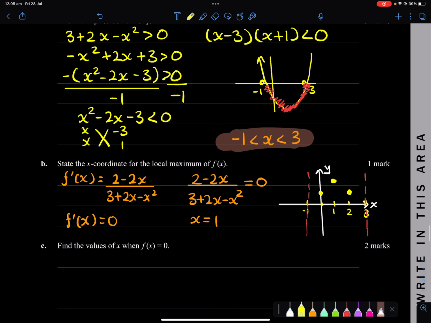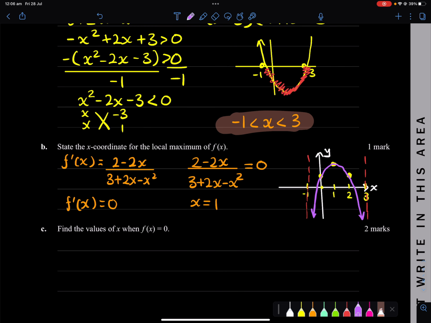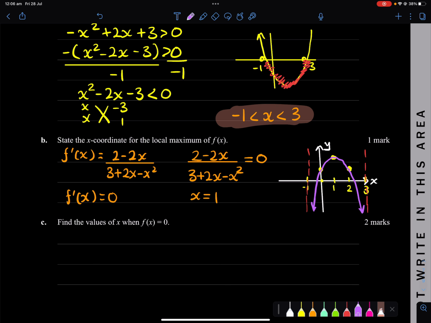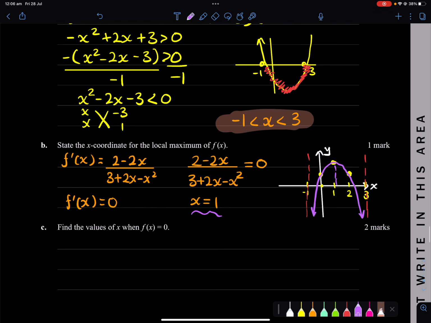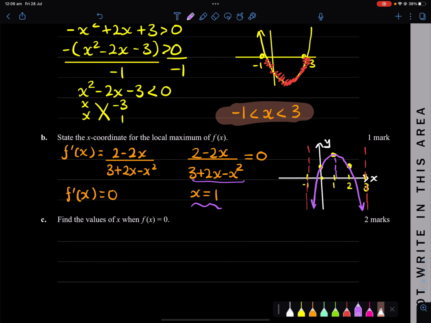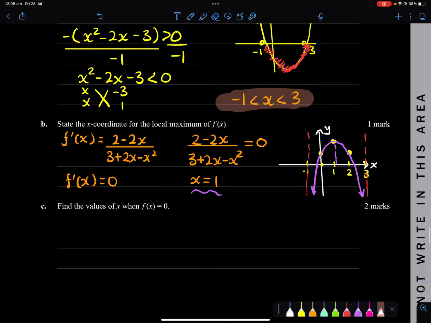So the graph looks like this. It looks like it's going down like a parabola. So that's your maximum point. Your maximum point is x equals 1. I wasn't sure because I just multiplied by 0, so hope that's right.